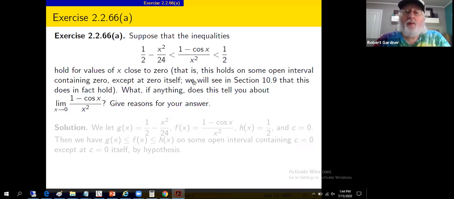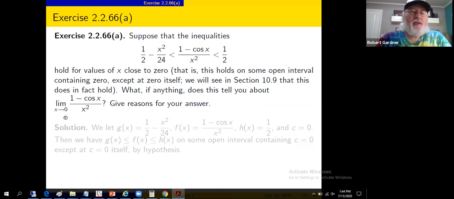So we're on our way for sandwich theorem type hypotheses. We got this function less than this function less than this function, so this one's sandwiched between those two. It doesn't say less than or equal to, but if it's strictly less than, it's definitely less than or equal to. It's the less than part.